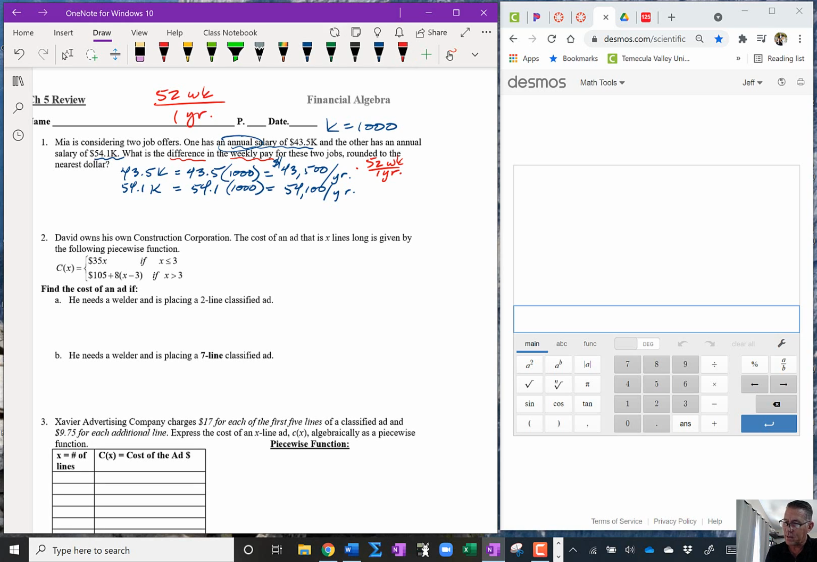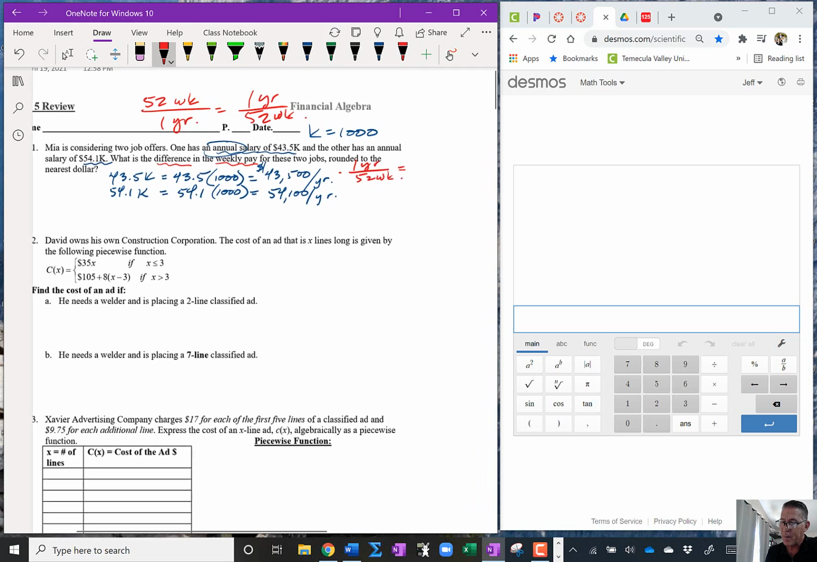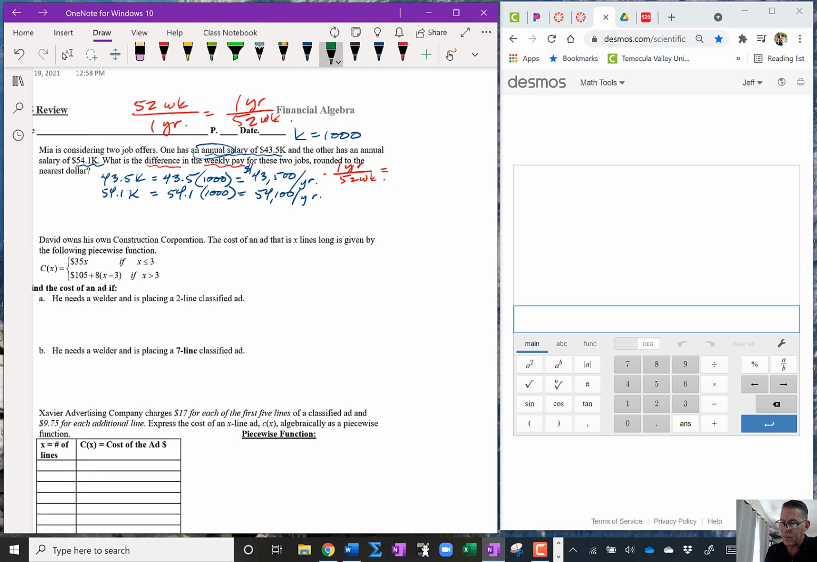Excuse me, I got it backwards. I'm sorry. I wrote it down 52 weeks per year, but I know that there's 1 year, which is also equivalent to 1 year per 52 weeks. So I need to multiply by 1 year for every 52 weeks, because what I want to do is divide this annual salary by 52, because there's 52 weeks per year. Notice that the units cancel, years divided by years cancel, and you get dollars per week.